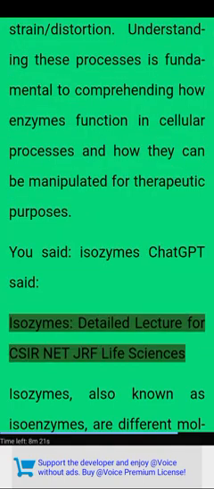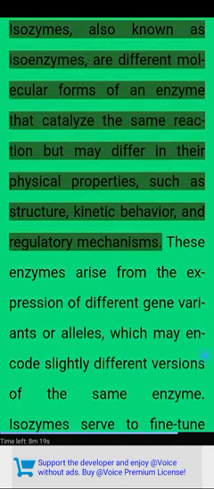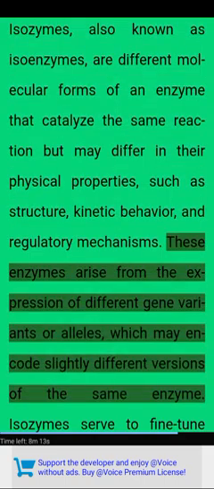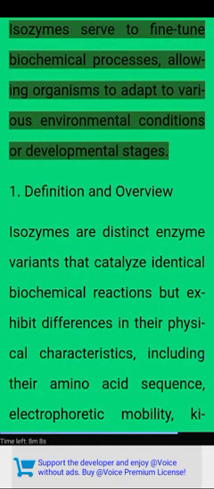Isozymes. Detailed lecture for CSIR NET JRF Life Sciences. Isozymes, also known as isoenzymes, are different molecular forms of an enzyme that catalyze the same reaction but may differ in their physical properties, such as structure, kinetic behavior, and regulatory mechanisms. These enzymes arise from the expression of different gene variants or alleles, which may encode slightly different versions of the same enzyme. Isozymes serve to fine-tune biochemical processes, allowing organisms to adapt to various environmental conditions or developmental stages.